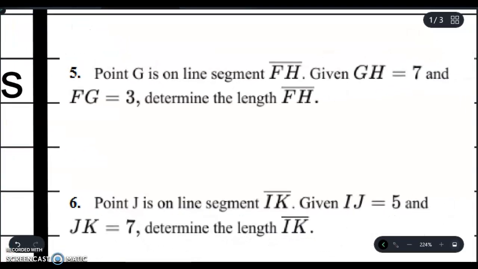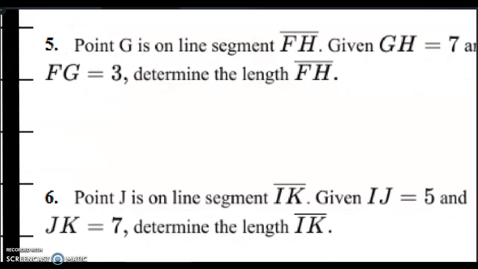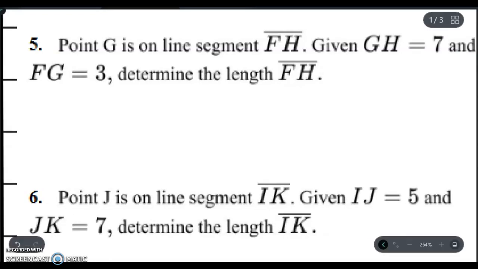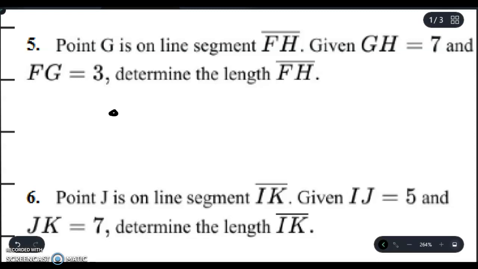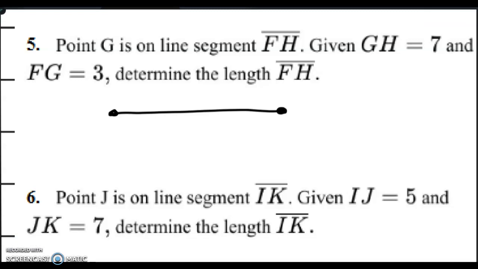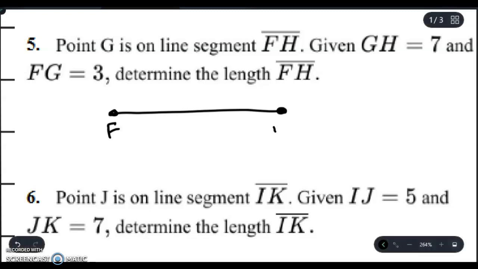start with that one. Alright, so it says point G is on the line segment FH, given GH is equal to 7 and FG is equal to 3. Determine the length of FG. Alright, so I'm going to make a line segment. Easy enough. And G is on the line segment FH. So FH with G somewhere on there. And it doesn't have to be exact.